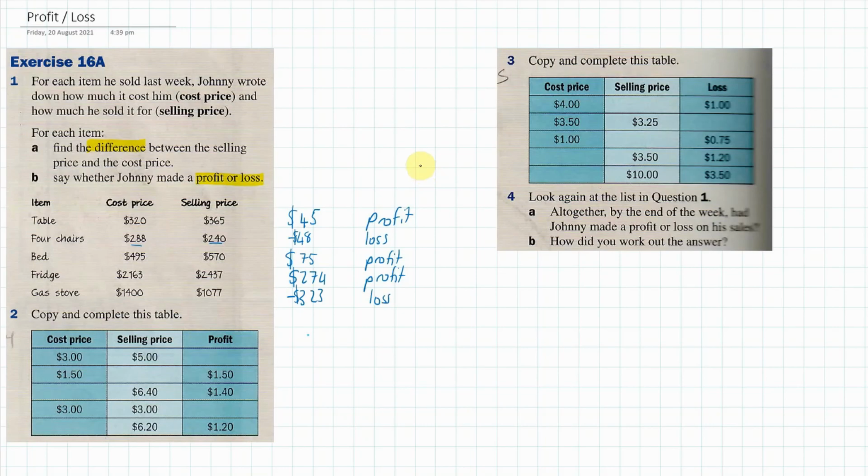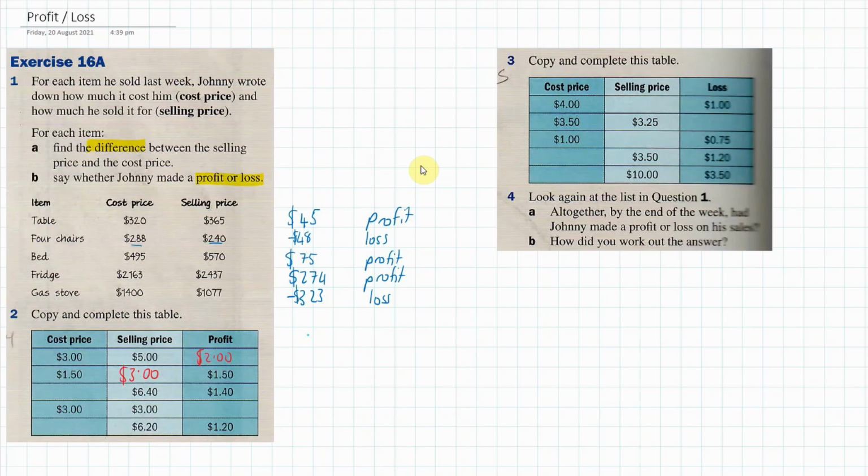Alright, moving on to the next question, we've got to look at the profits in this table. We're going to complete it. So if he bought it for $3 and then sold it for $5, that's a profit of $2. If he's making a profit of $1.50 on the next one, the cost price is $1.50, then the selling price must therefore be $3 for him to make that amount.